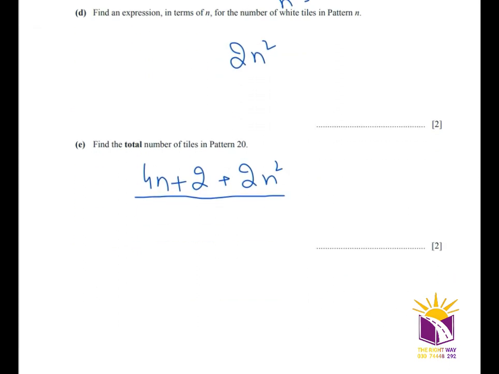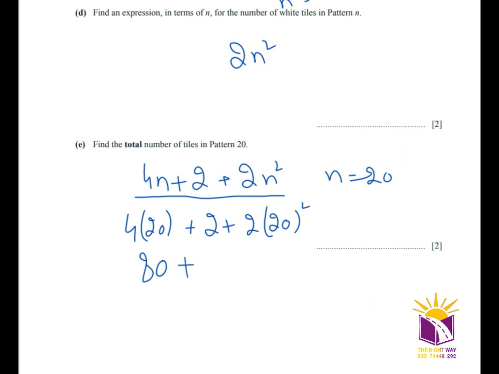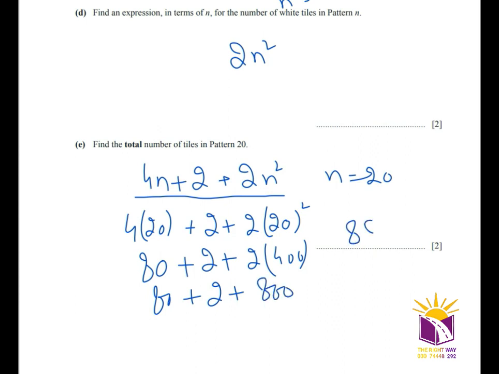So for the 20th pattern, n will be equal to 20, which is 4 times 20 plus 2 times 20 square. 4 times 20 is 80, plus 2 times 20 square. 20 square will be 400, so 2 times 400 is 800. 80 plus 800, and it will be 880 plus 2, 882. So the total number of tiles in pattern 20 is 882.